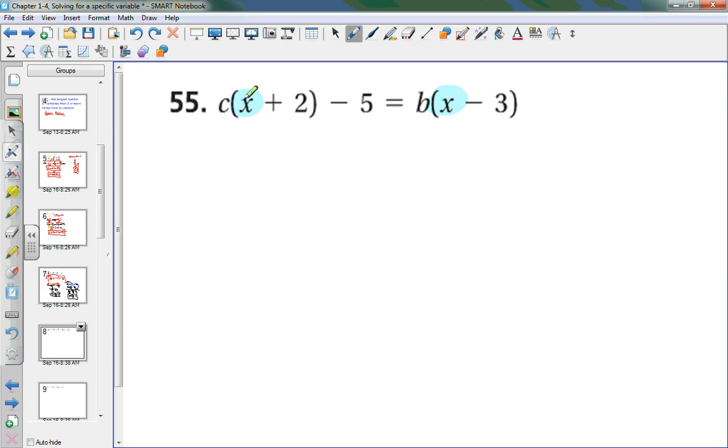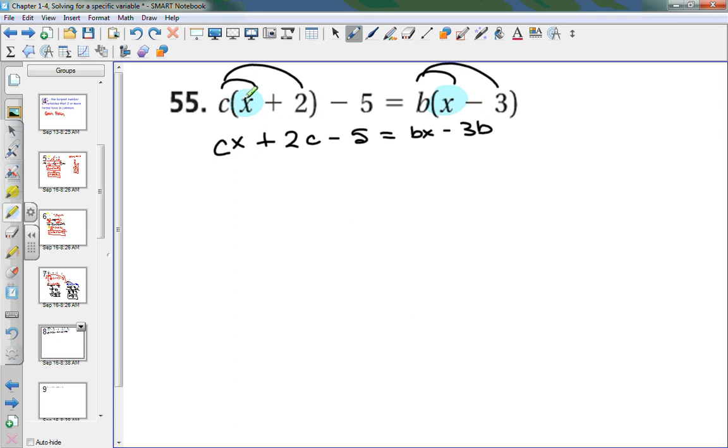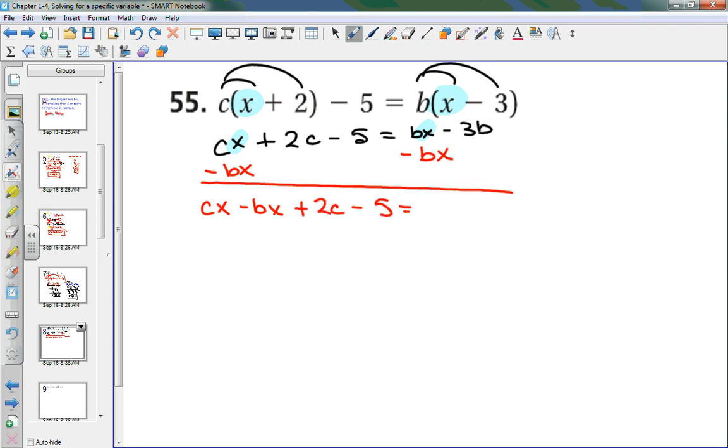So what we're going to do is distribute, keeping them in alphabetical order. Cx plus 2c minus 5 is equal to bx minus 3b. Okay, now we're still solving for x. I have x's on opposite sides, so I need to get my x's on the same side. So I'm going to bring over this bx from both sides. So I have cx minus bx plus 2c minus 5 is equal to negative 3b.